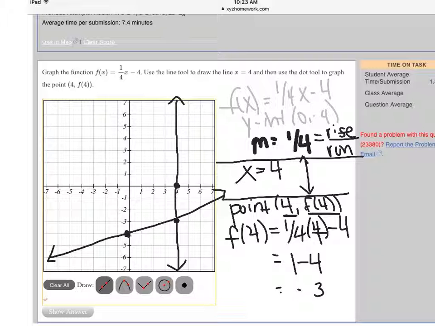And so the point that we're actually going to plot here is 4, negative 3, so I'm going to go over 4 and down 3, and it actually ends up being this point right here where the x equals 4 and the f of x equals 1/4 x minus 4 intersect. And so now we have all 3 pieces plotted on the graph.